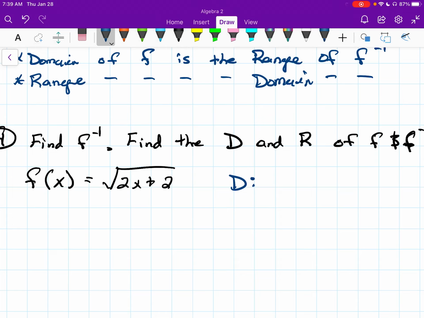What's our domain? Our domain is our x. We can't have a negative under our root, so we think about what would make the root 0. What would make that 0? Well, if x was -1, think about this: 2 times -1 plus 2, that'd be -2 plus 2, which is 0. So we're going to say that x will be all reals given that x is bigger than or equal to -1.